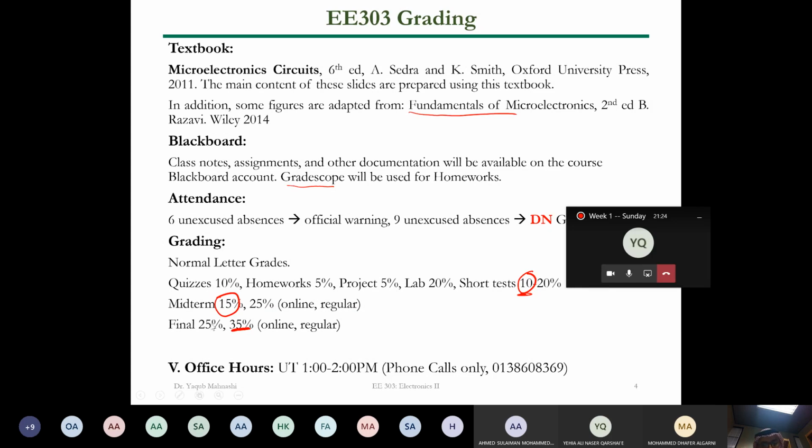For the office hours, guys, we have Sunday and Tuesday, 1 to 2 p.m., after the class, and it will be based on phone calls only. So if you have any problem, you can always email me. But if you want to speak with me, you can call me on this number. This is my telephone number after the class for 1 hour. Okay, guys?